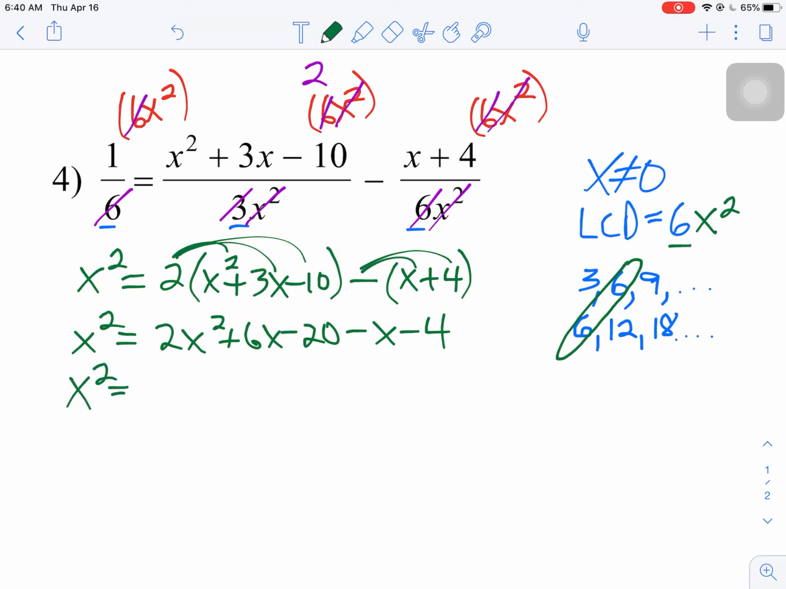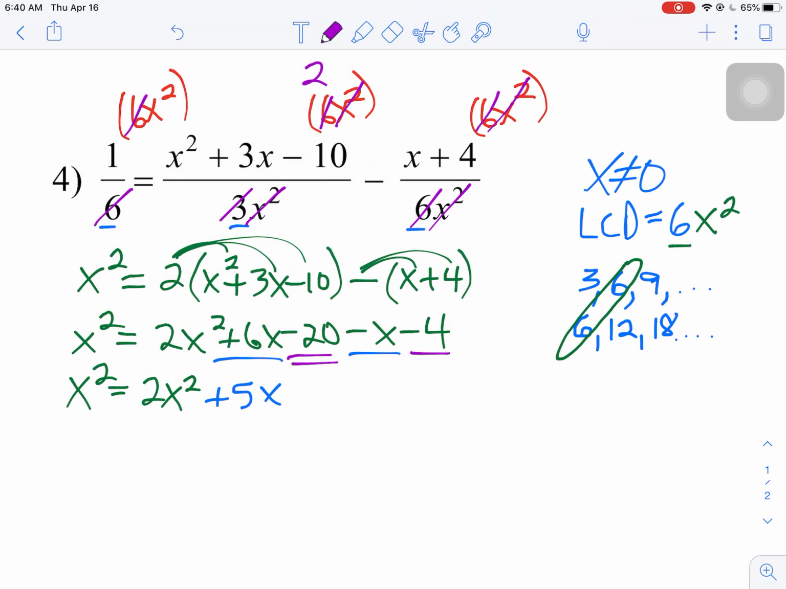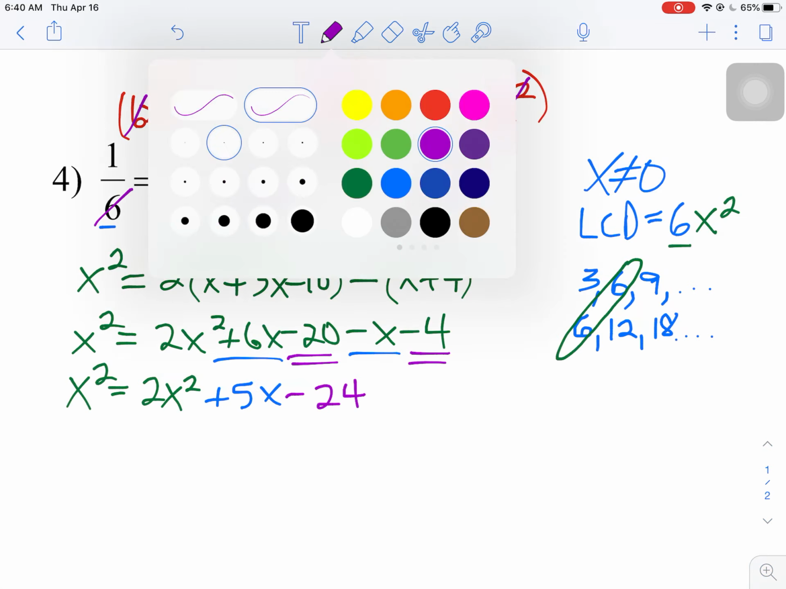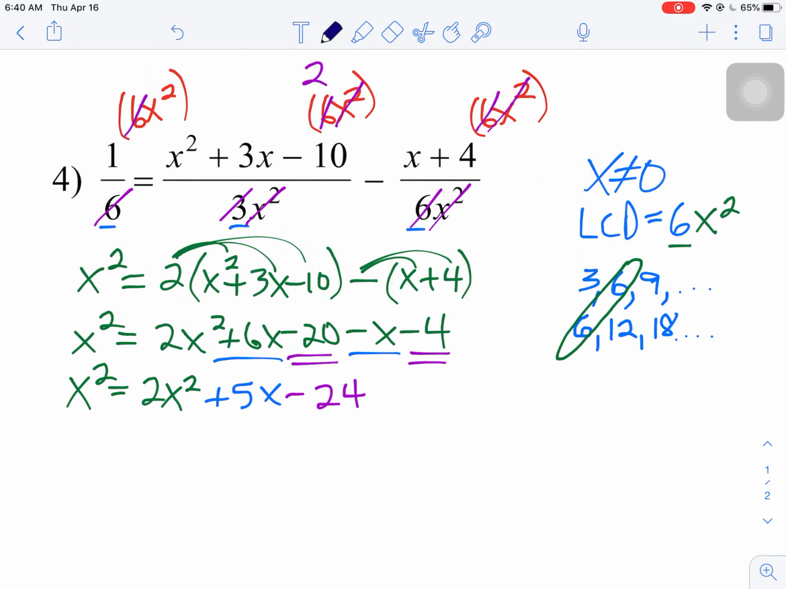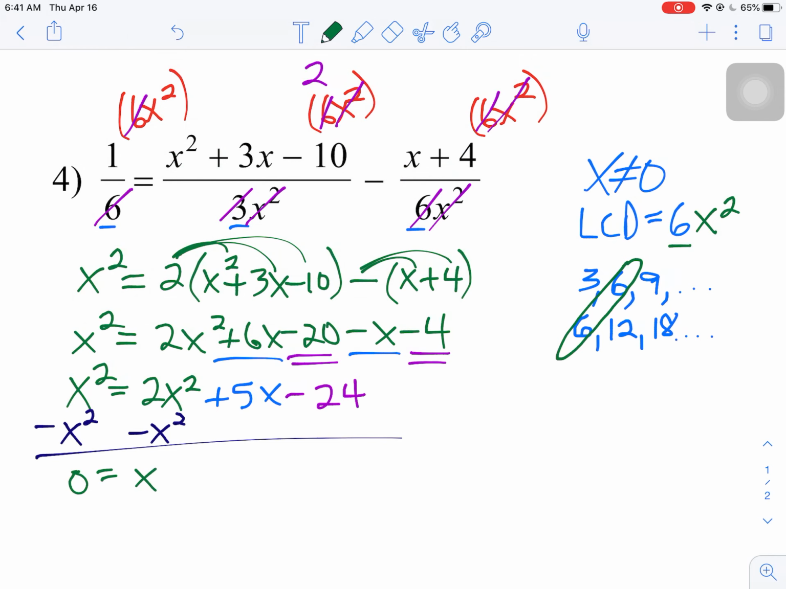On the right side, let's combine any like terms we have. So 6x minus x is 5x. And then negative 20 minus 4 is negative 24. And then since this problem has x squared terms and x terms, we want to get everything on one side and set it equal to 0 so that we can factor and solve. So I'm going to subtract x squared from both sides of the equation. That way I have 0 equals, and then everything else.